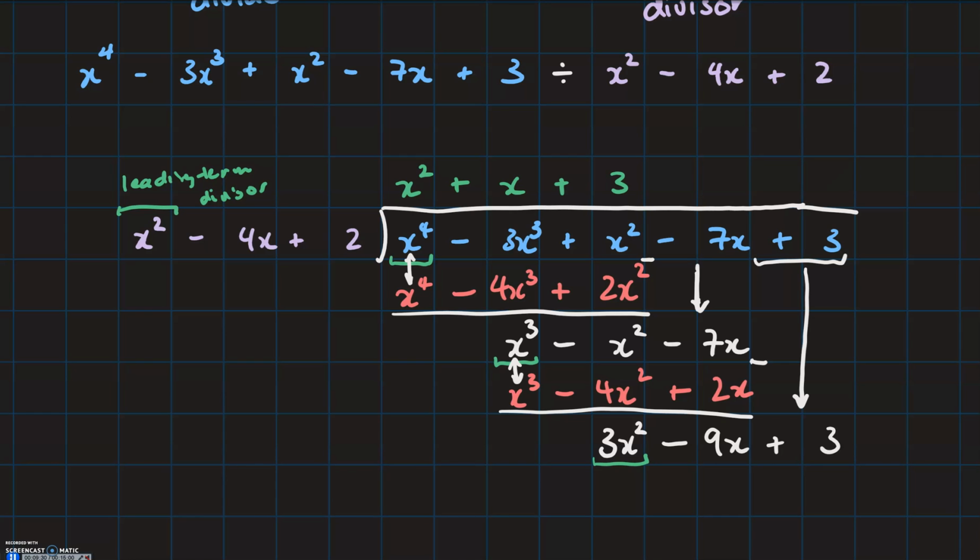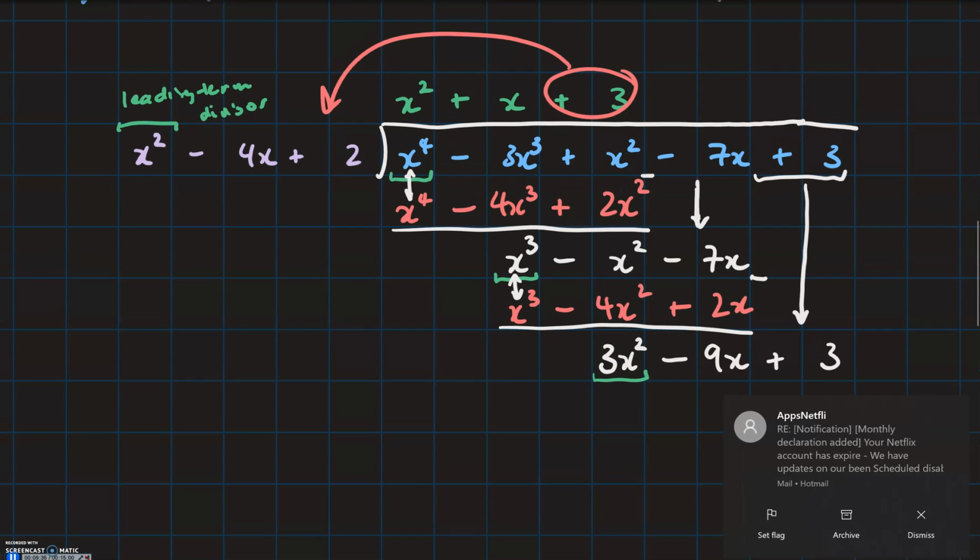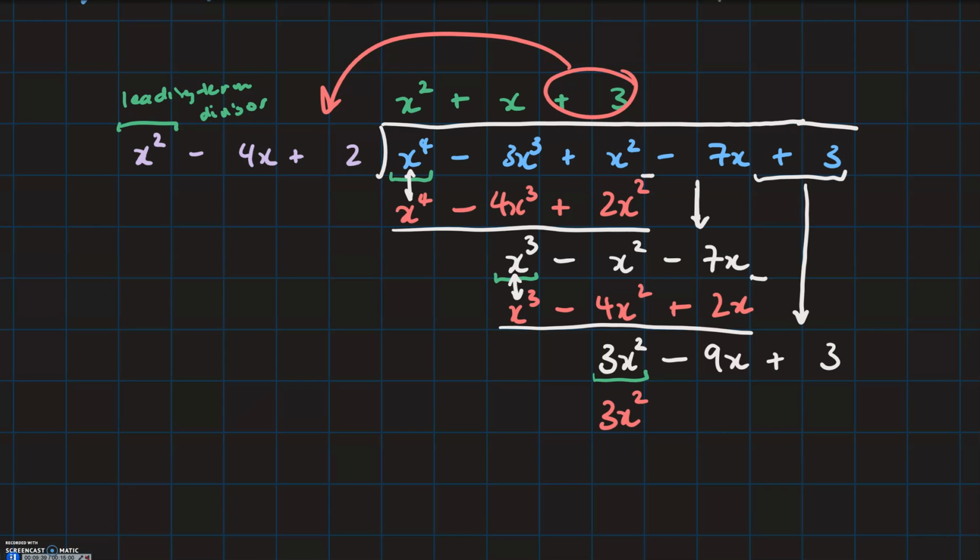And so I multiply plus 3 with my whole divisor. So here I'm going to have 3x squared minus 12x plus 6. And so once I've done that, I'm going to subtract the 2. When I subtract the 2, my x squared terms will cancel. Negative 9x minus negative 12x will give me 3x. And I've got 3 minus 6, which will give me negative 3.